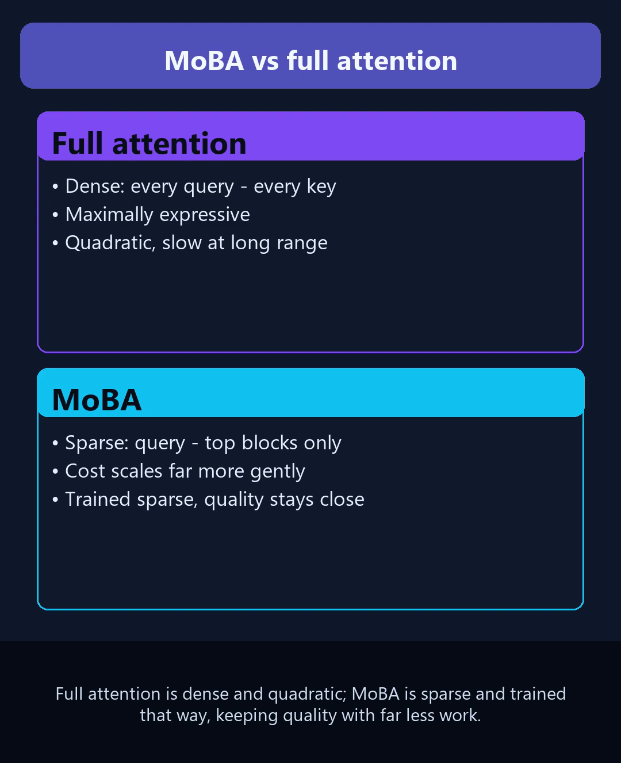How does this compare to full attention? Full attention is dense. Every query touches every key, maximally expressive but quadratic and slow at long range. MoBA is sparse. Each query touches only its top blocks, so cost scales far more gently. And because MoBA is trained this way, not bolted on afterward, it keeps quality close to full attention while doing a fraction of the work.